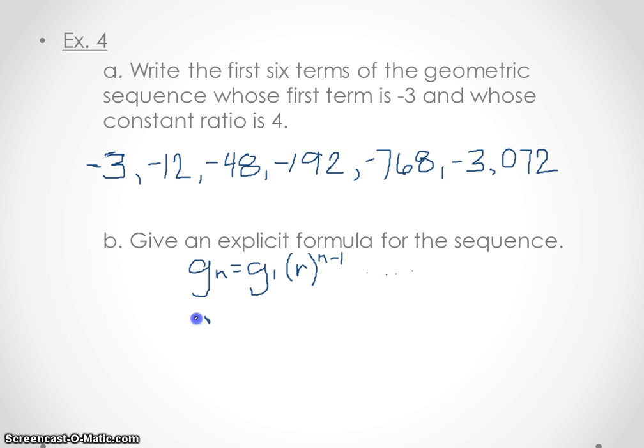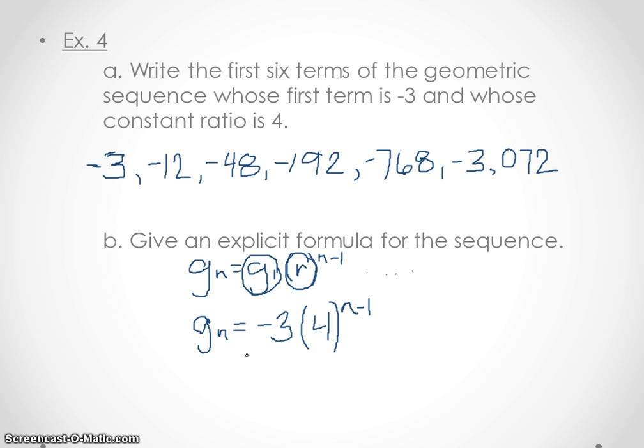So g of n stays as g of n. g of n equals, and then g of 1 stands for our first term. We know our first term was -3, so we put -3 right here. Then we can fill in our r, because our r is our constant ratio, and that was 4. Those always go in parentheses. Please do not omit the parentheses, you need them. So we have 4 to the n minus 1 power, and we want to keep n generic, so we leave it as n, and then 1 is just 1, so we just have n minus 1.